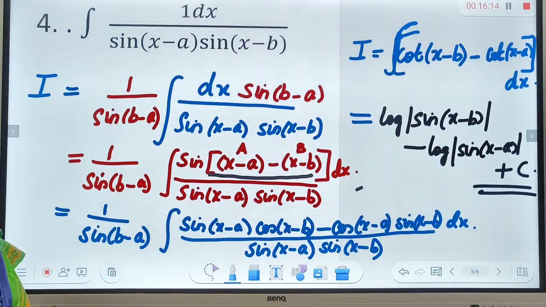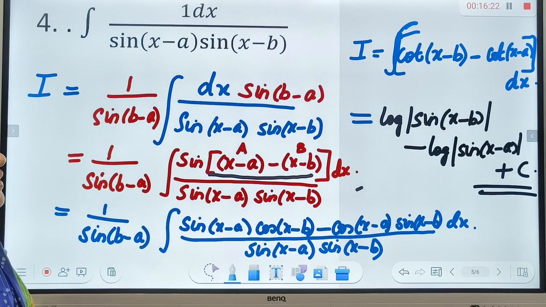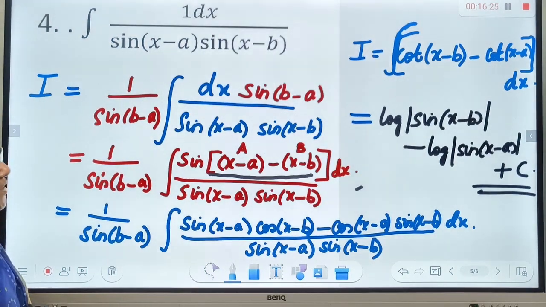So cot of x minus b minus cot of x minus a, both the integrals we know, we can write directly as log of sine of x minus b minus log of sine of x minus a. Are you able to follow? Plus c, which is a constant of integration.